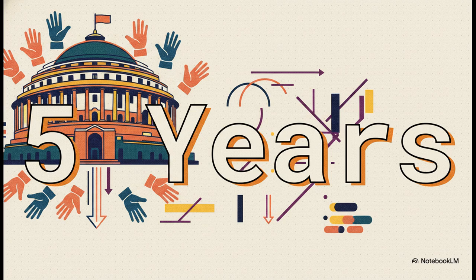So the term for the Lok Sabha is 5 years. But here's the big difference from the Rajya Sabha. It's not permanent. It can be dissolved early, for instance, if a government loses its majority in the House.